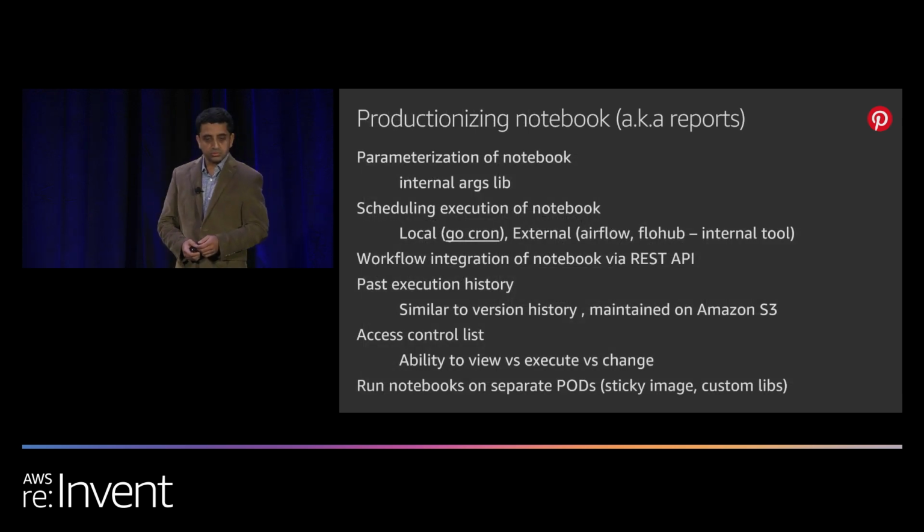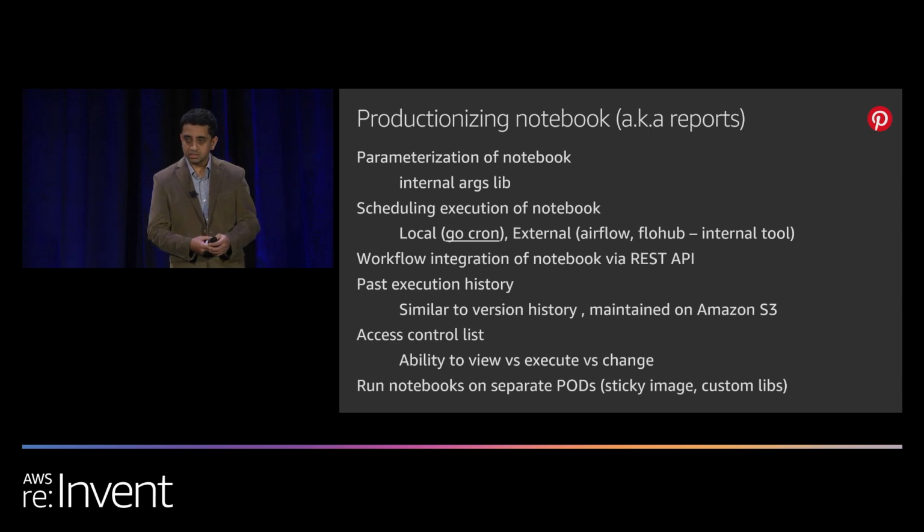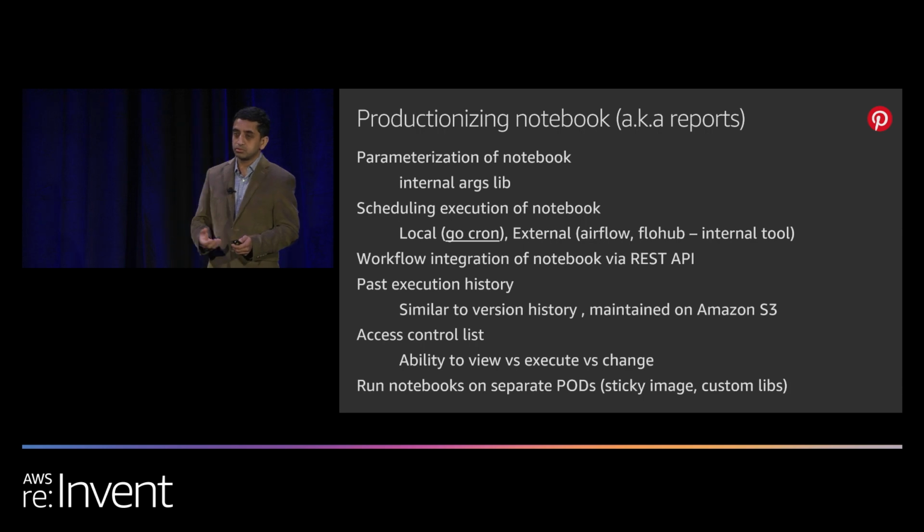So productionizing of the notebook includes the following things. One is parameterization of the notebook. We are using an internal args library for that. Then scheduling execution of the notebook. Our reports application is written in Go, and we are migrating it into Python. We are using Go's cron library for that. However, we are also trying to use Airflow, or we may use our own Flow Hub for external scheduling.